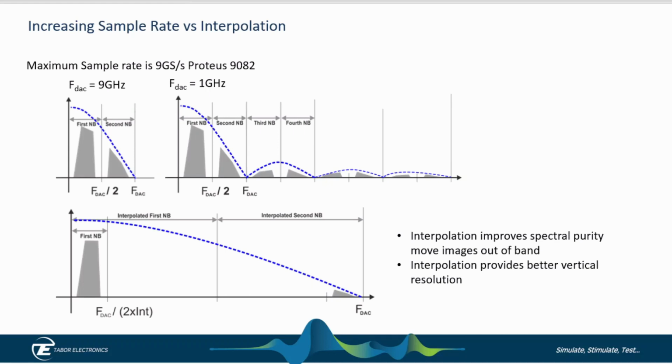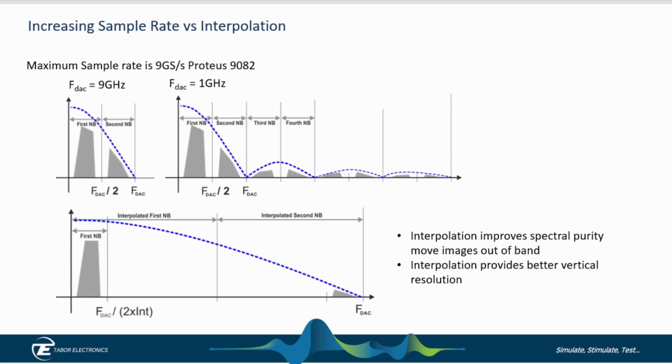I've already said that we can use the instrumentation in higher Nyquist bands, and an instrument like the Tabor Proteus has in excess of 9 gigahertz of analog bandwidth. So I can generate a signal in the first Nyquist zone, and we'll probably see images all the way up to 13 gigahertz. In fact, when I do the demonstration in a second, you'll see that.